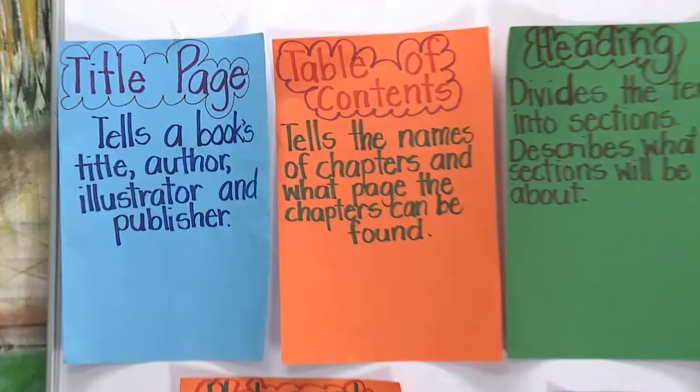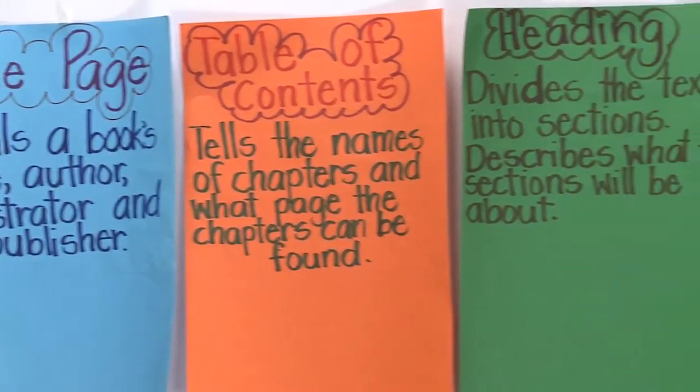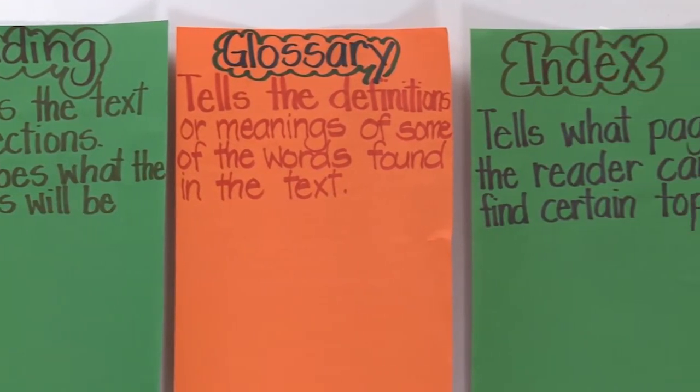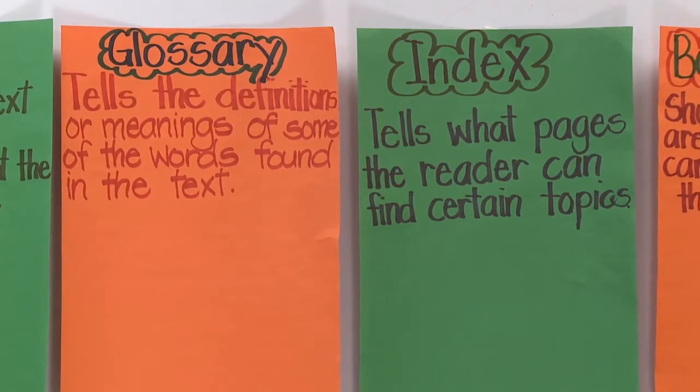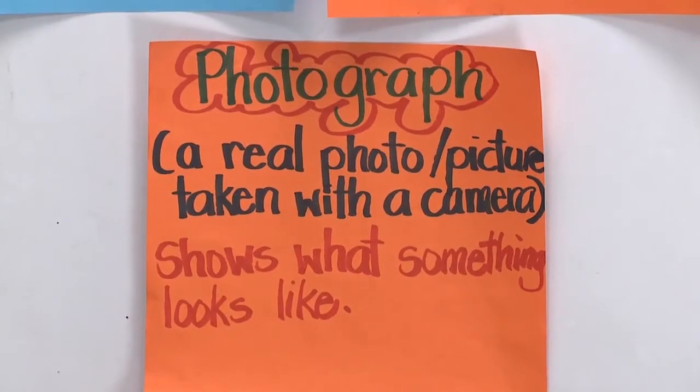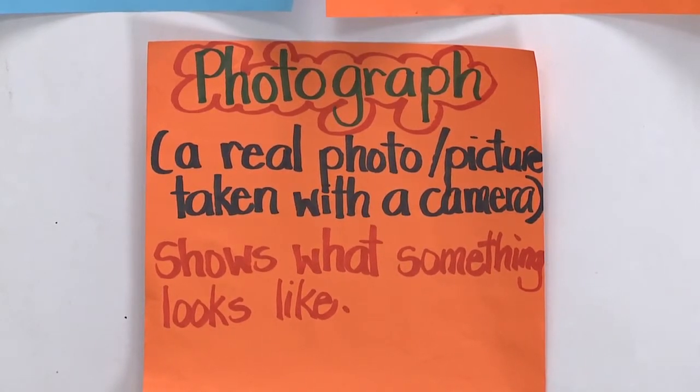Can you remember some of the features that we went through? It's okay if you don't remember today, because we will keep reminding you as we go along. Like the ones we talked about. A nonfiction will have a title page, a table of contents, a heading and subheadings. It will contain a glossary. It will have an index. It will have words with bold prints. And of course, not forgetting real pictures or real photographs that were taken by a camera. Very good.